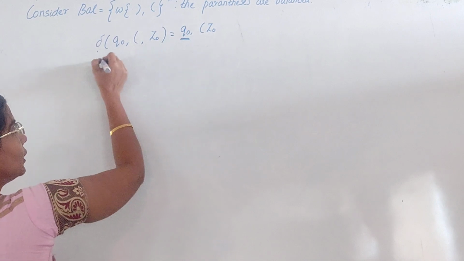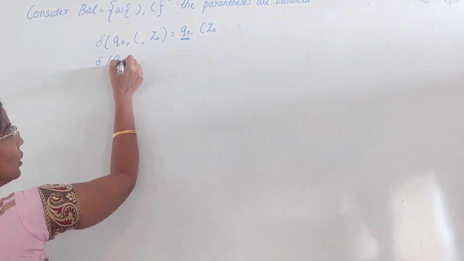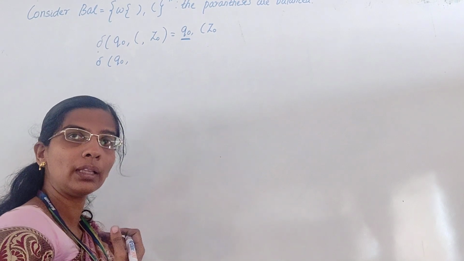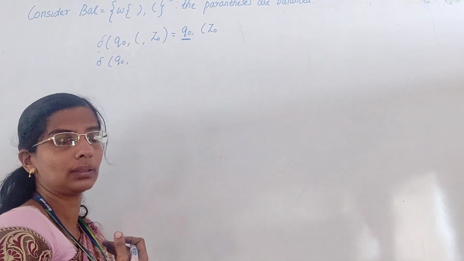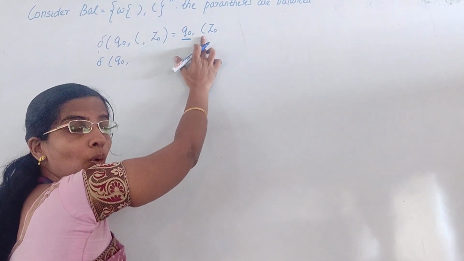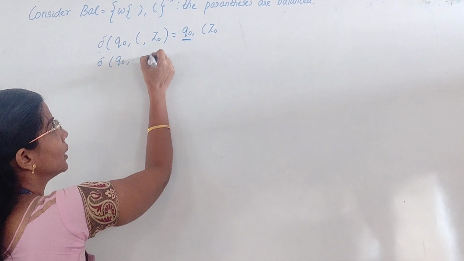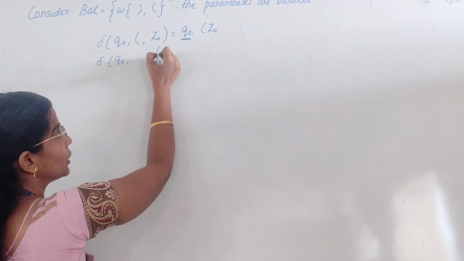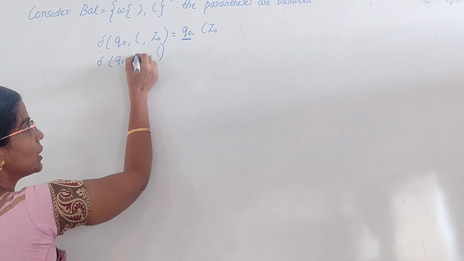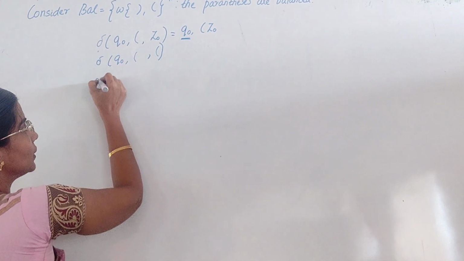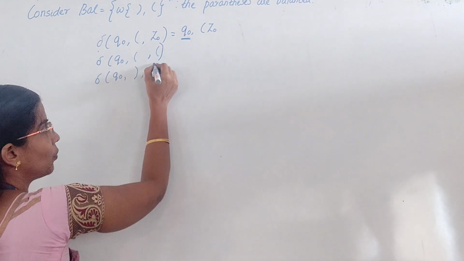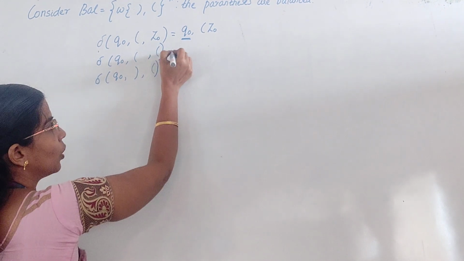Now I am in which state? Q0. So next the input symbol can be either open parenthesis or closed parenthesis. But what about your stack top? You are pushing only open parenthesis into your stack. So always your stack top will be open parenthesis. But the input symbol can be either open parenthesis or closed parenthesis. Stack top will be always open. Hope I am clear.